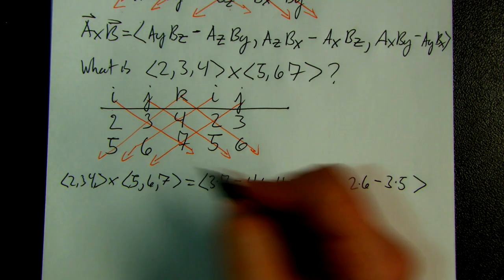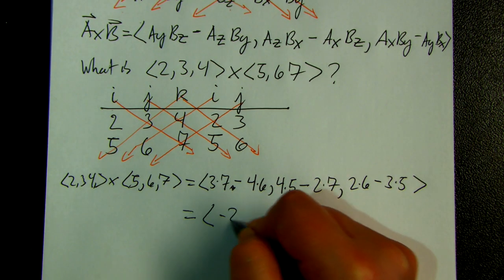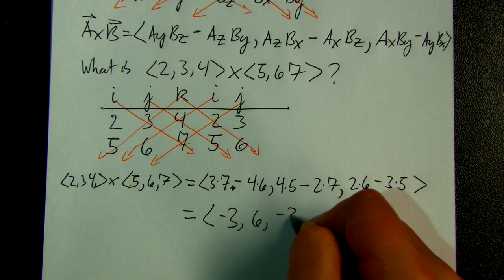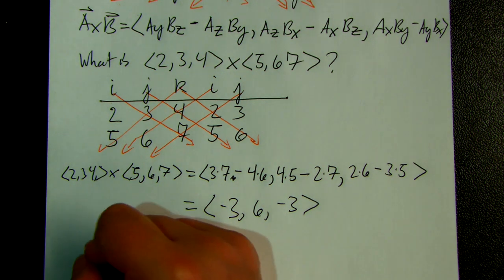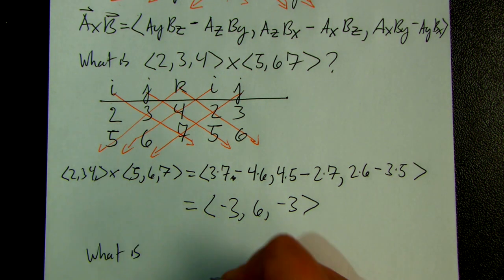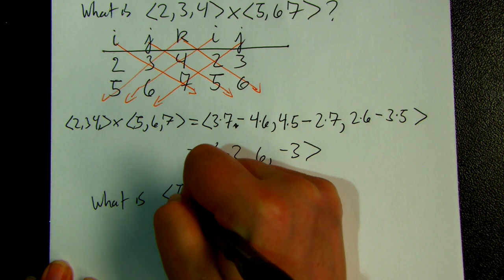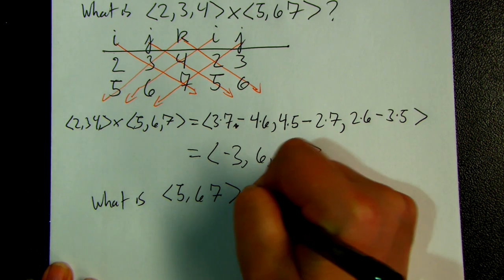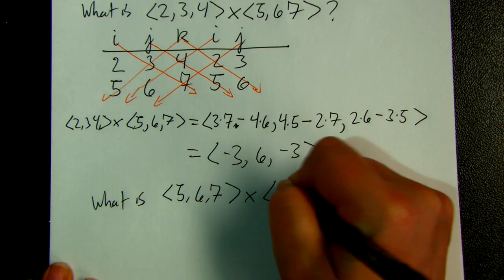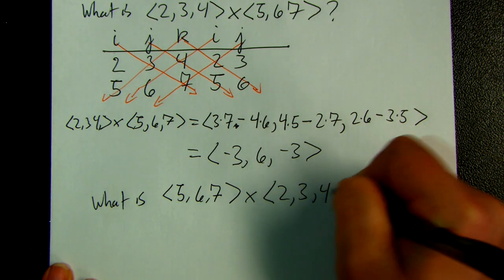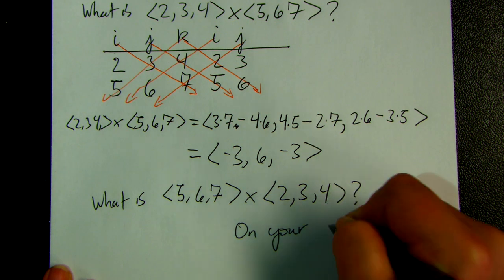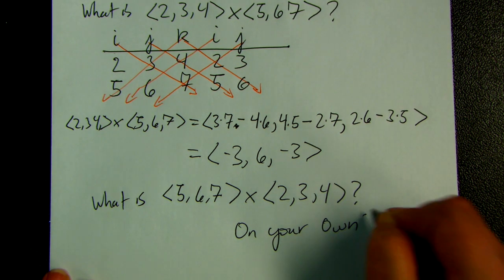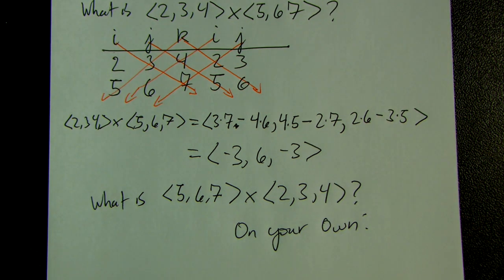And so this is equal to minus 3, 6, minus 3. And also you should, on your own, work out what 5, 6, 7 crossed with 2, 3, 4 is? All right, so that is how you do a cross product.